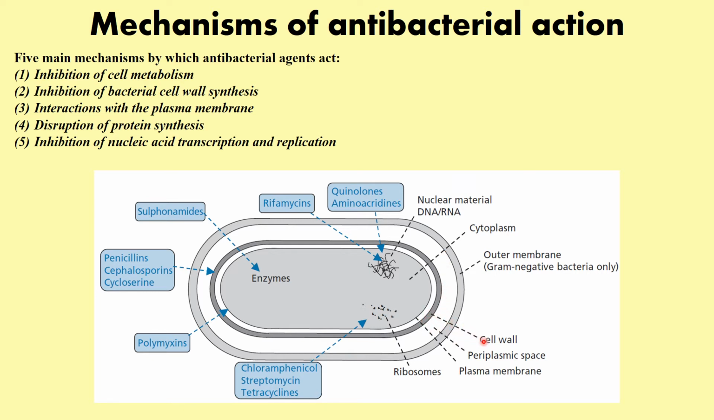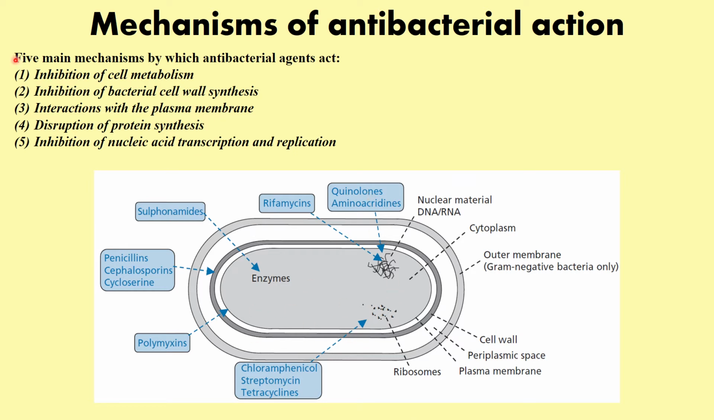And inside the cell wall, we have what we call the plasma membrane, and then these are the various ribosomes, and these are the DNA and RNA material, which is very important for them. And then we have enzymes. These enzymes are very important for the bacteria to survive, because bacteria utilize these enzymes to make food and to carry out the various functions that it needs in order to replicate. So in order to develop drugs, these drugs can target each and every site.